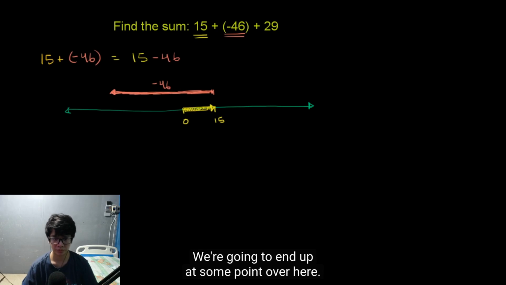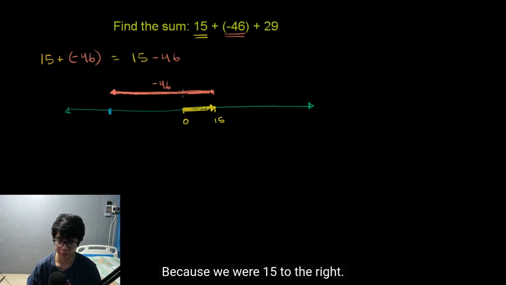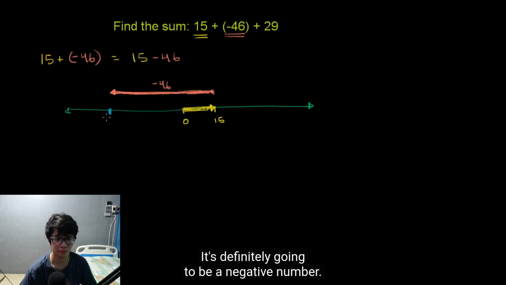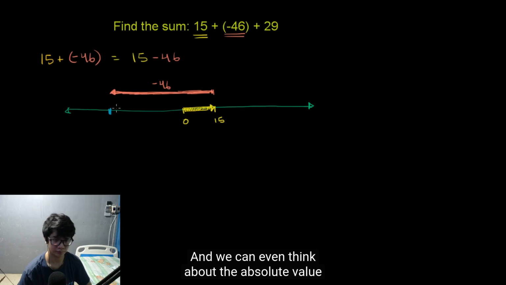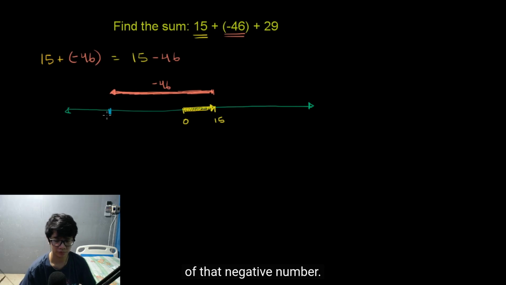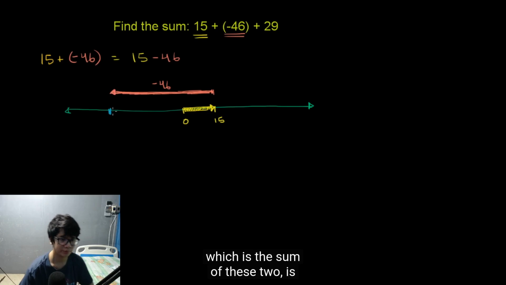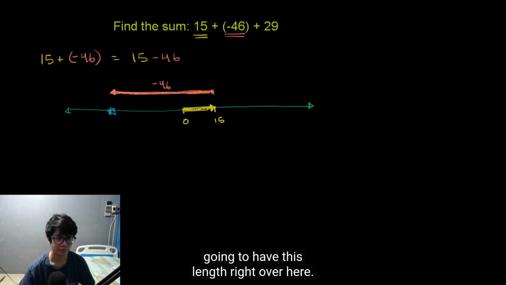So we're going to end up at some point over here. That point is clearly 0 because we were 15 to the right. Now we're going to move 46 to the left. So we're definitely going to be to the left of 0. So it's definitely going to be a negative number. And we can even think about the absolute value of that negative number. We can just visualize it. This yellow arrow has a length of 15. This orange arrow has a length of 46. The blue arrow that I'm about to draw, which is the sum of these two, is going to have this length right over here.